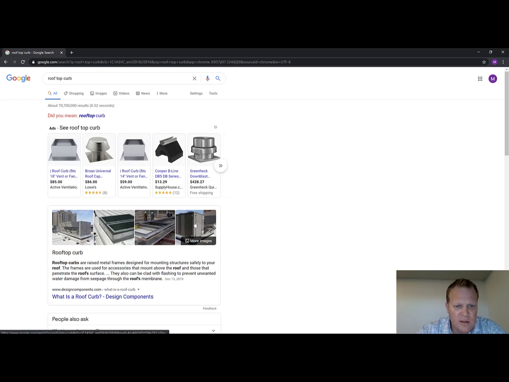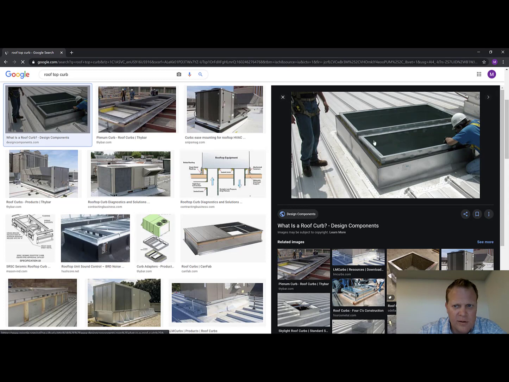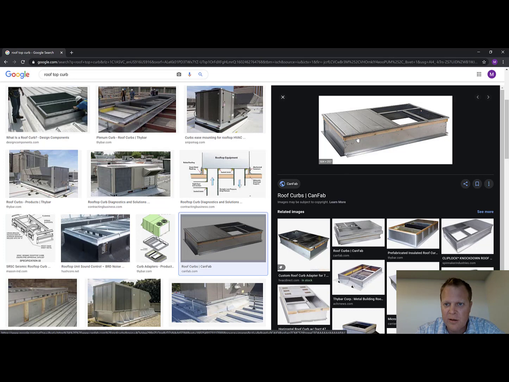This is a good photo right there. Look at that. Perfect. What is a roof curb? Design components. See that right there, that thing, and it has the supply and the return, or one of, I don't know which one's which, obviously. But there's a little thing that comes off the roof that it sits on. So there's another good version of it, roof curb, right there.